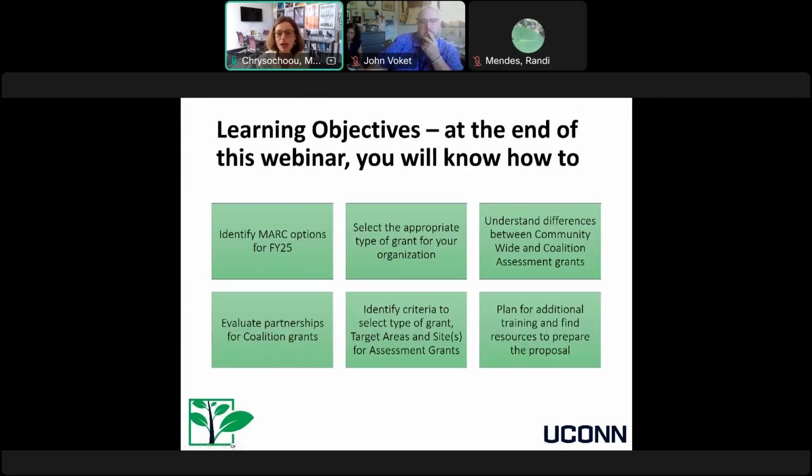And the learning objectives, what we want you to know at the end of this webinar, is to know what options there are for MARC grants, and MARC stands for Multi-Purpose, Assessment, Revolving Loan Fund, and Cleanup grants. So what options will be available in fiscal year 25, be able to select the appropriate type of grant for your organization, understand the differences between community-wide and coalition assessment grants, understand how to develop partnerships if you're considering a coalition grant, criteria to select your target areas and sites for assessment, and then plan for additional training and resources to plan the proposal.